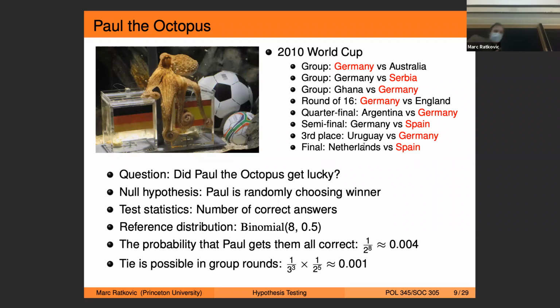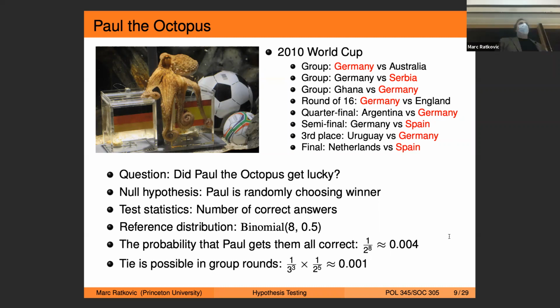Okay. Our hypothesis is that Paul is picking the winner randomly, or to put it differently, Paul has a chance of one half. And that's our null hypothesis. I'm going to ask the data to persuade me otherwise. The test statistic is the number of correct answers. In this case, Paul got 8 out of 8. The null distribution is the distribution of choices by the flip process. Flip a coin 8 times, what's the probability that all 8 are correct? It's 1/2 to the 8th, which is about 0.004.